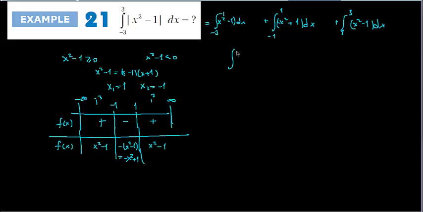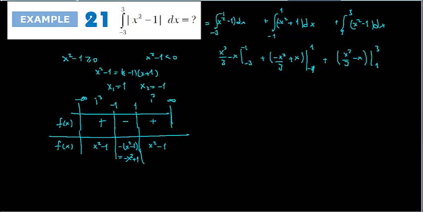The answers here: this is x cubed over 3 minus x, from minus 3 to minus 1, plus here minus x cubed over 3, sorry, I'm sorry, x cubed over 3 plus x, from minus 1 to 1, and the last one is again like the first one, x cubed over 3 minus x from 1 to 3 it's going to be.